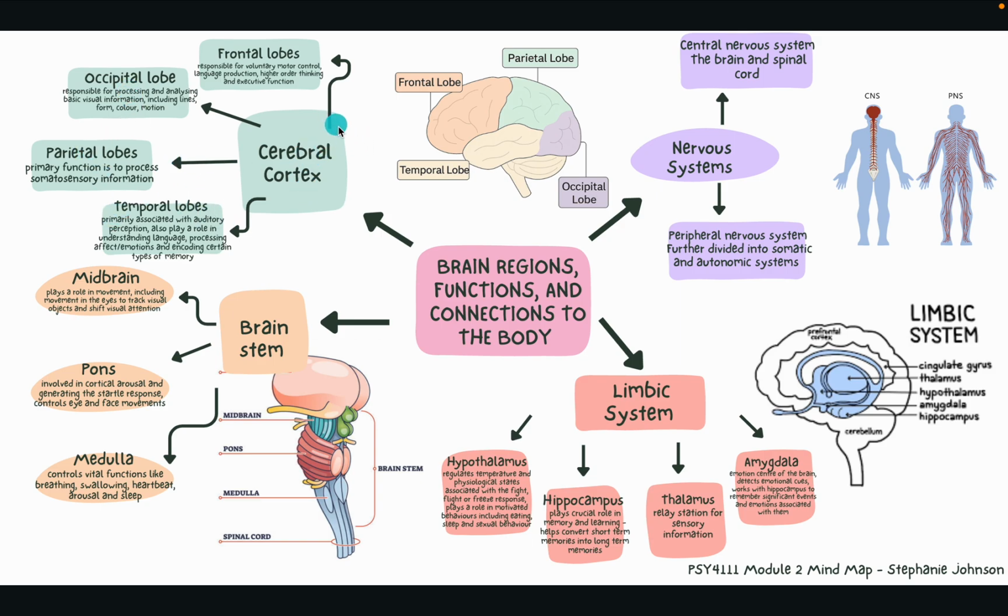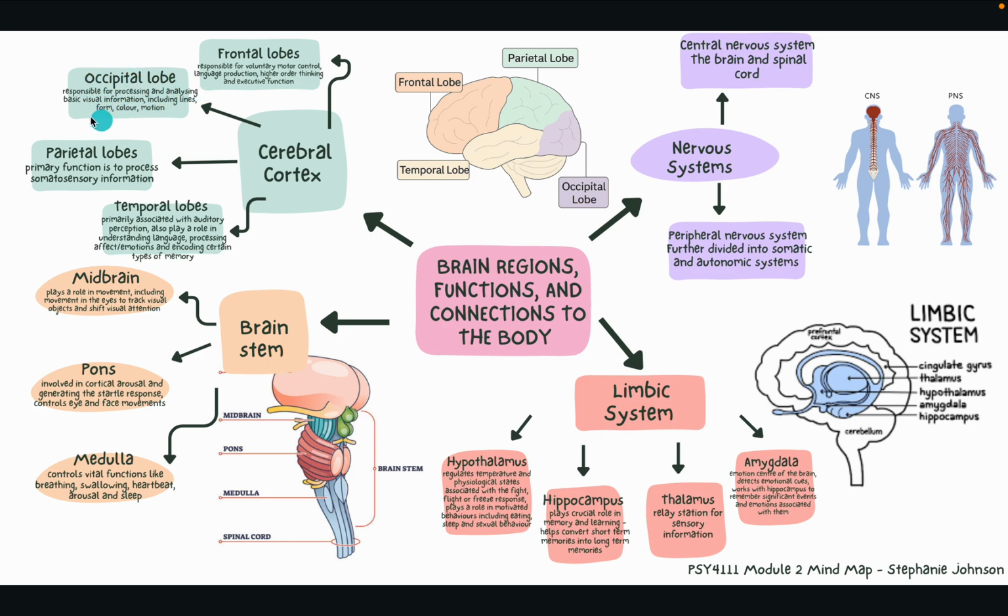We'll begin with the frontal lobes. They're responsible for voluntary motor control, language production, higher order thinking, and executive function. This is where you'll find the prefrontal cortex, which is related a lot to personality and is that important cortex that doesn't develop fully until we're about 25.